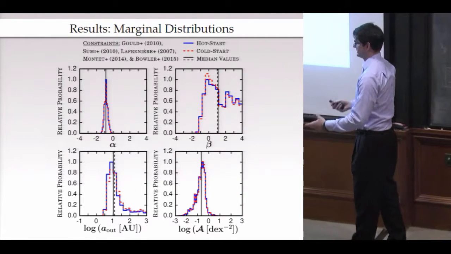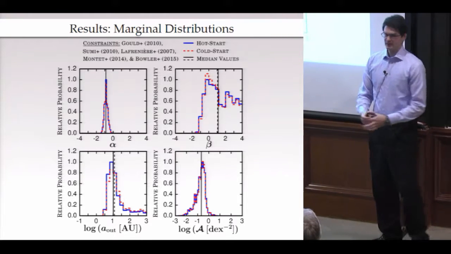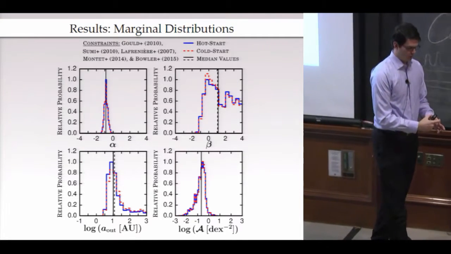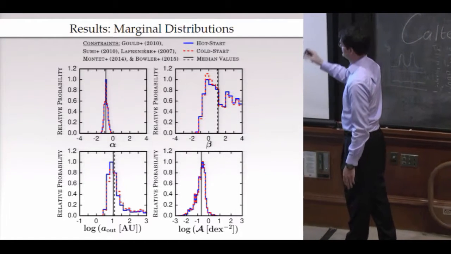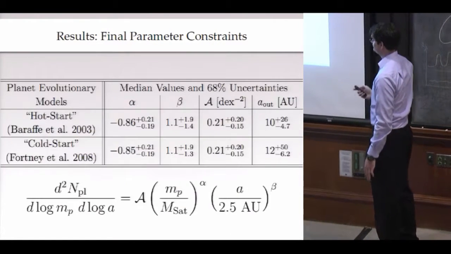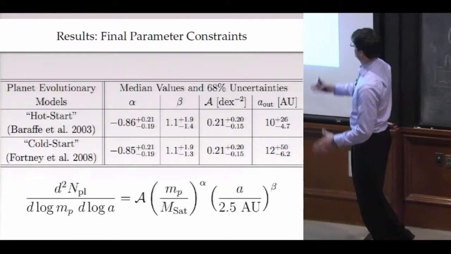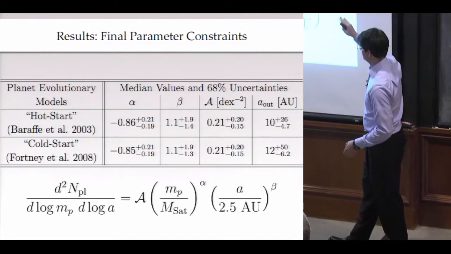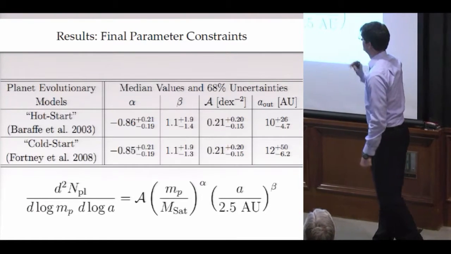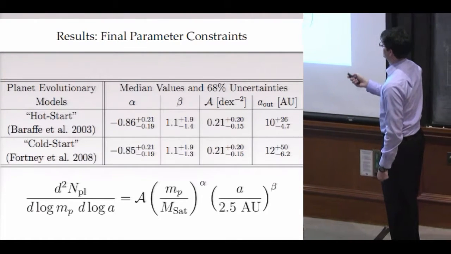What this all means is that, in fact, there are sets of these populations which explain all of the results of these surveys. Here I'm just showing the marginal distributions of each of these parameters. And this lists some of the median values and 68% credibility intervals for the different parameters of this model in both the hot and cold star cases.